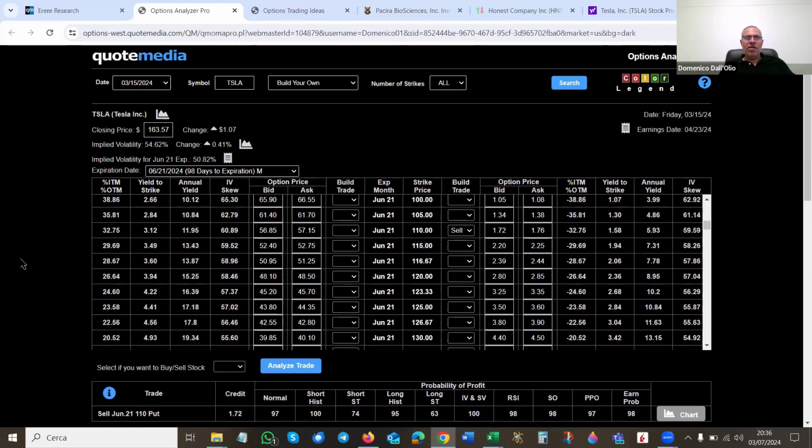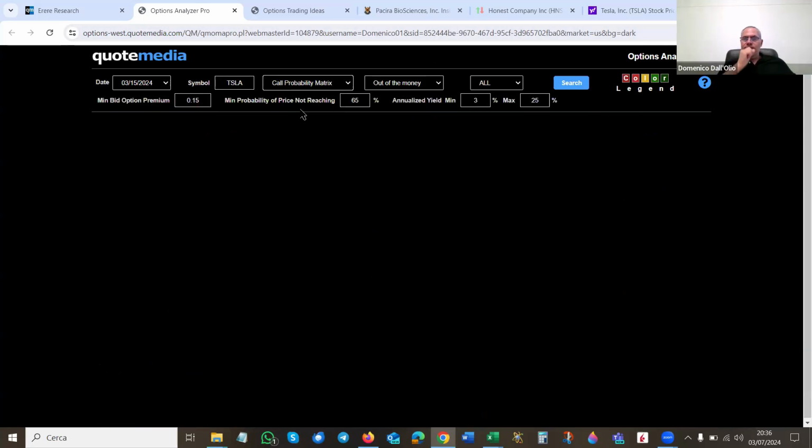Another very interesting function of the Options Analyzer Pro is the call probability matrix. Assuming that you have a stock portfolio or an ETF portfolio, or a combination of a stock and ETF portfolio, which you want to keep. Let's say you are creating a recurrent purchasing plan, whatever.